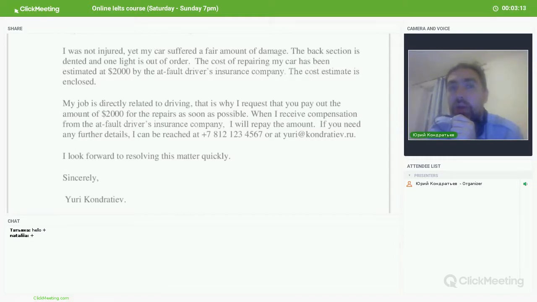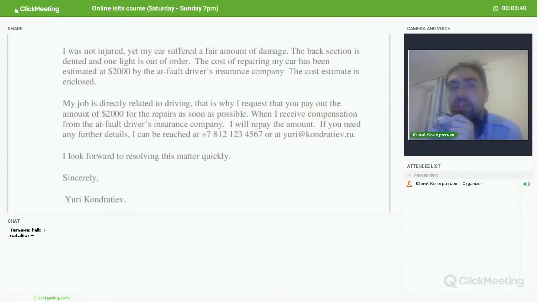The cost of repairing my car has been estimated at $2,000 by the at-fault driver's insurance company. The cost estimate is enclosed. My job is directly related to driving. That is why I request that you pay out the amount of $2,000 for the repairs as soon as possible. When I receive compensation from the at-fault driver's insurance company, I will repay the amount.